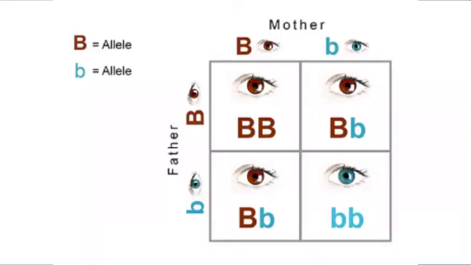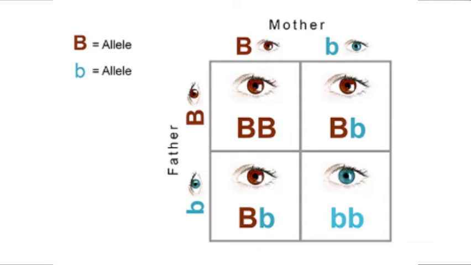So the letters we just talked about are all the genotype, but we're interested in knowing what the offspring looks like, what their phenotype is. So if we have a dominant allele, that uppercase letter, that means that we will see whatever the dominant trait is. So in this example here, the dominant trait is brown eyes and the recessive trait is blue eyes.